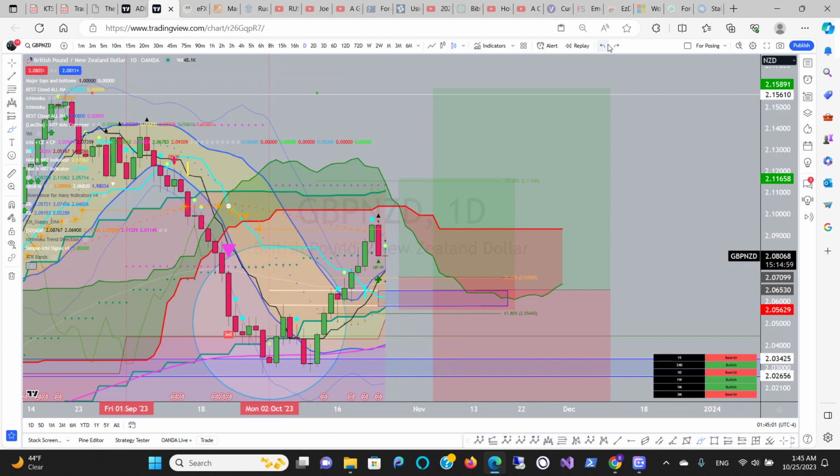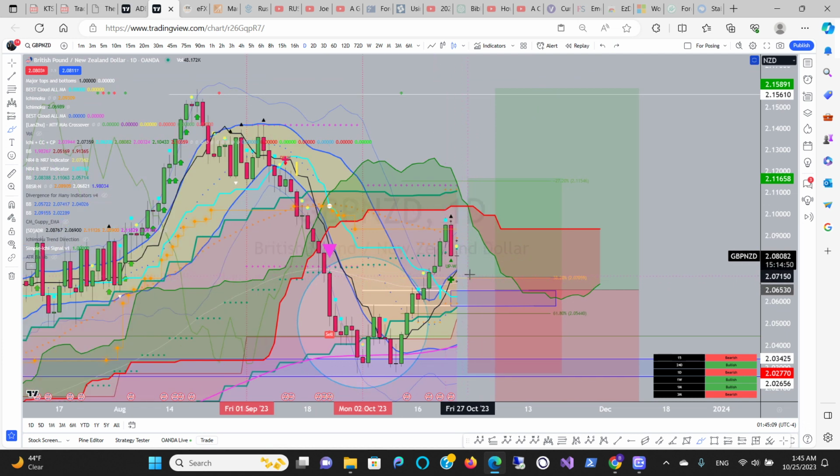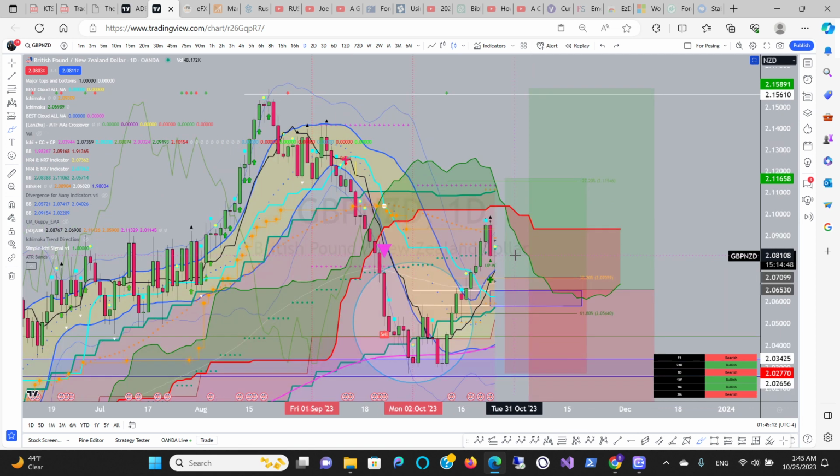If it doesn't, I'm just going to be scared to take this trade. I will avoid this trade. And that's basically it.